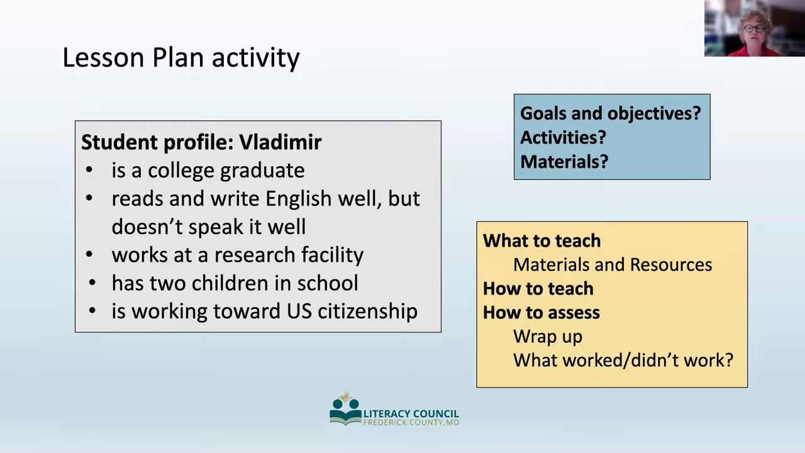Vladimir is a 35-year-old college graduate from Serbia who reads, writes, and understands English quite well. However, he has lots of difficulty communicating orally and needs to be able to interact daily with his colleagues at the research facility where he works. Vladimir is married and has 2 school-aged children. Since his wife also has difficulty speaking English, interaction with the school and their children's teachers are another concern for them. They would like eventually to obtain U.S. citizenship and remain here.